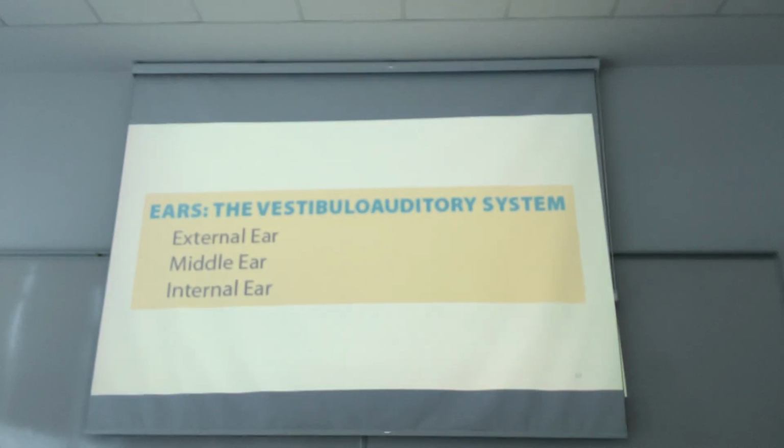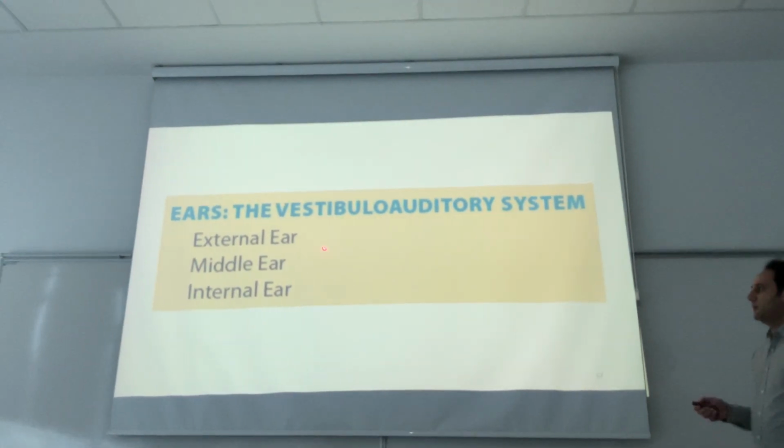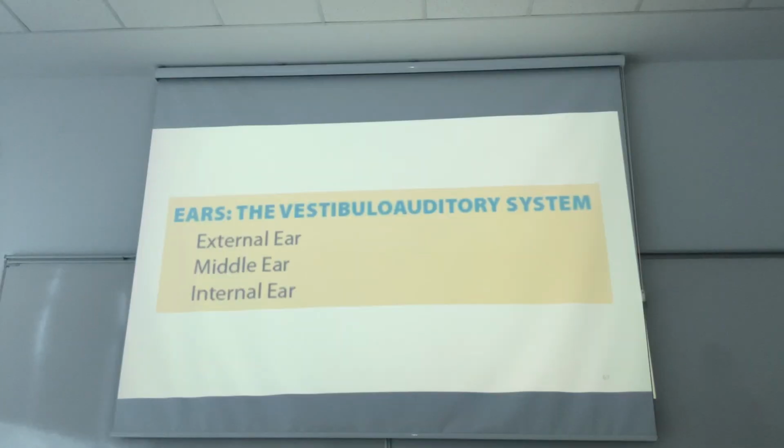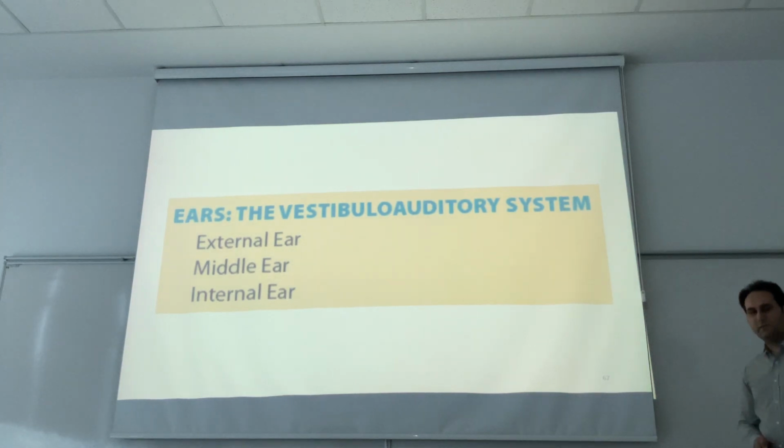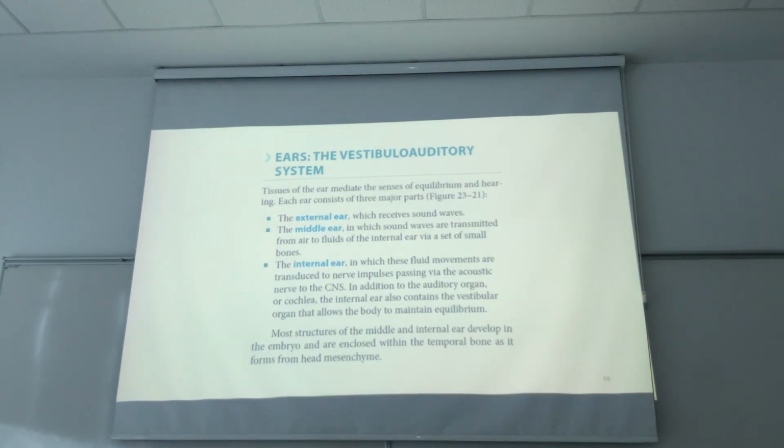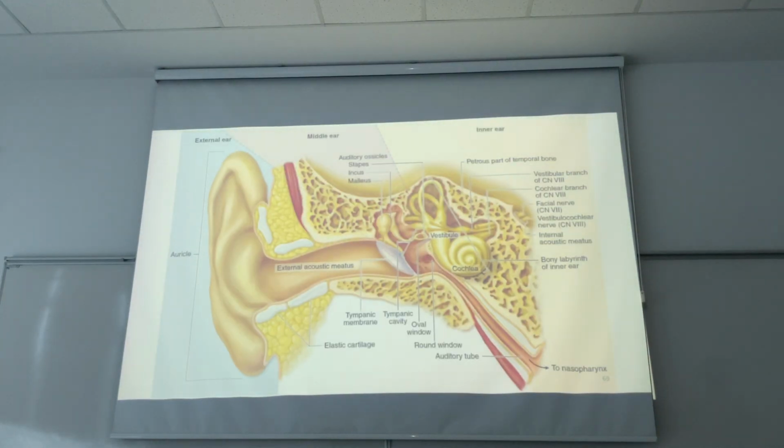Structure. As you know, in the ear we have the external, middle, and internal ear. And the internal ear, also known as the vestibulocochlear system, is the system related with the hearing of voice and also with understanding the position of the head. Okay, here you can see a section from the head.